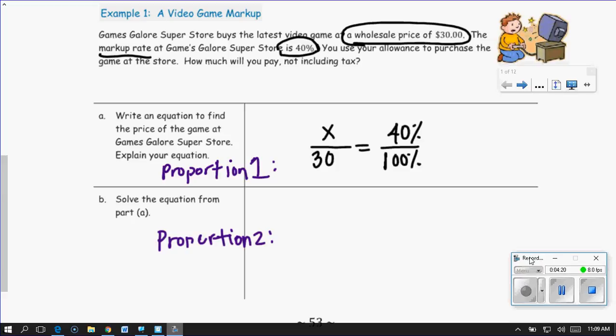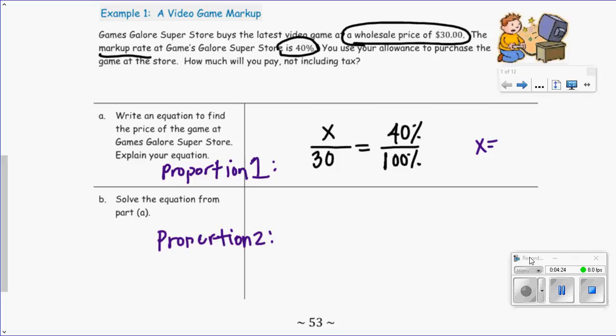Okay, so you didn't get something more than $40. What did you get? You should have gotten $12, but they do not sell it for $12. $12 is the amount of markup. It's the amount of markup.